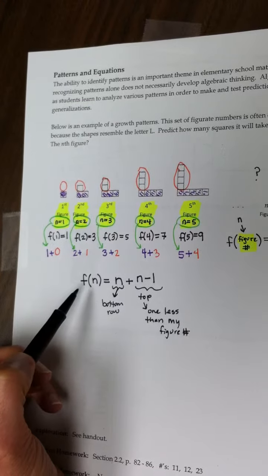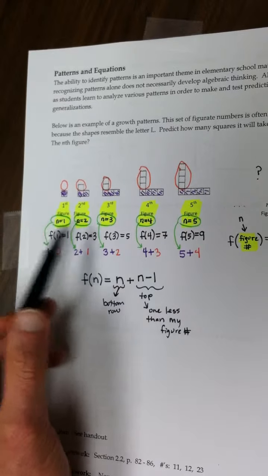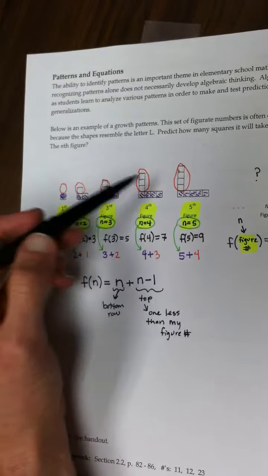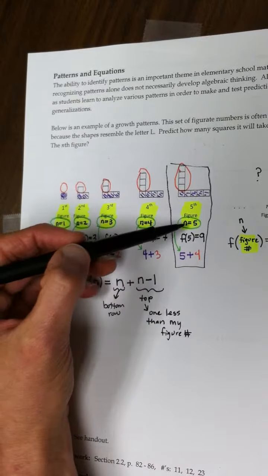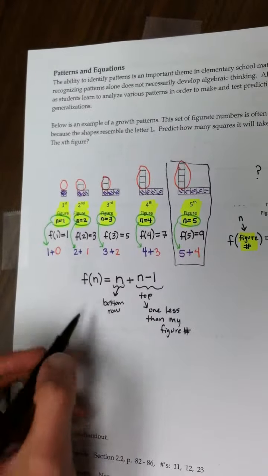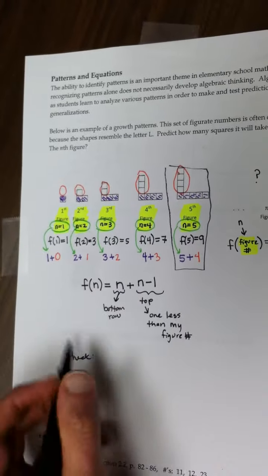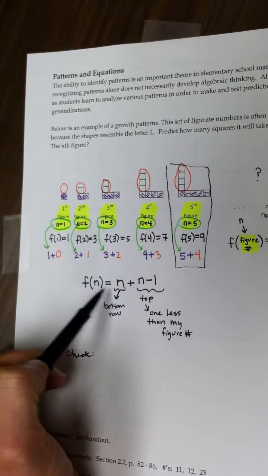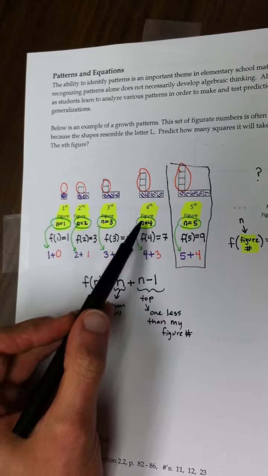So here I have a function that can correctly predict the number of blocks in any figure. And I'm just going to check it with one figure. I'll check with this fifth figure right here. So when I plug in a figure number of 5, I better get a 9 as the total number of blocks. So I'm going to check that real quick. Now you'll want to check it with more than one figure just to make sure it's consistent. Sometimes you'll have a function that works correctly for the first 2 or 3 figures, but then doesn't work for the fourth.